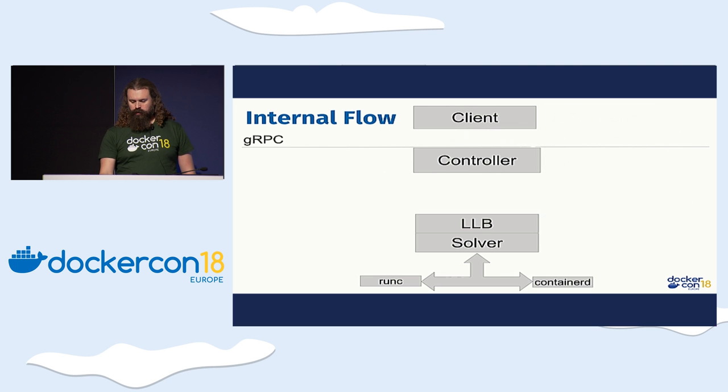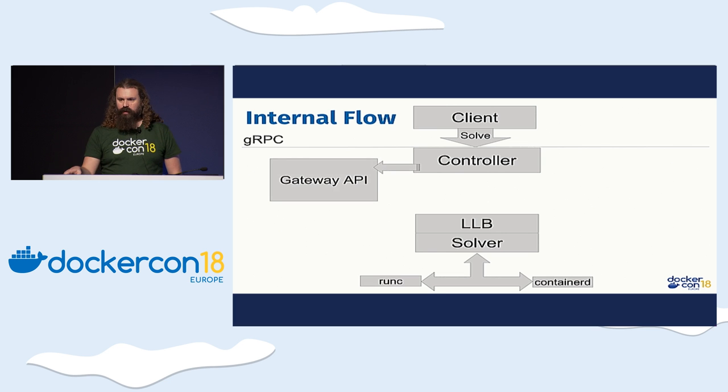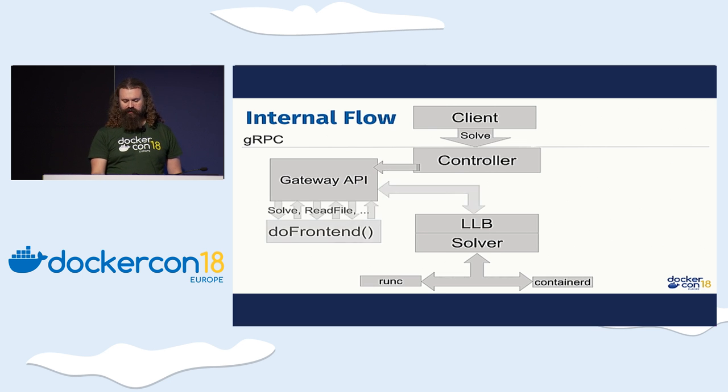On the other hand, if you use the solve method, you call into the client, calls into the controller, and it still creates a gateway API, but that's not publicly accessible. So the controller will instead instantiate your front-end image as a container within the server side. So that's how come you don't need to update things. You can just pull a container image and run it on the server side.